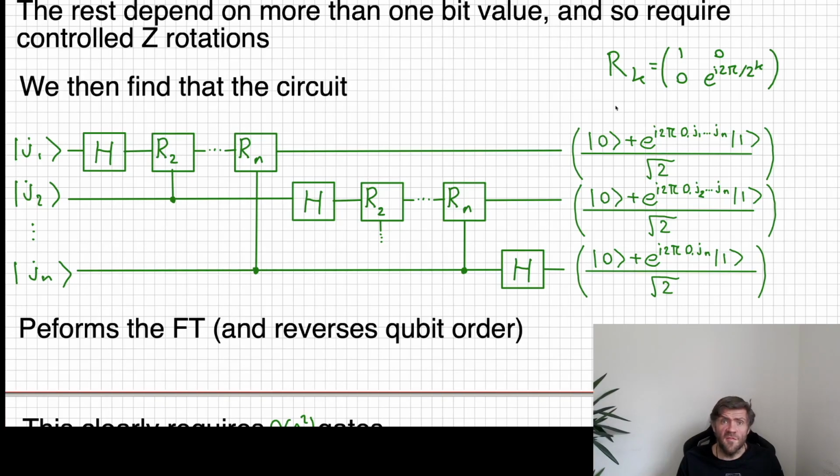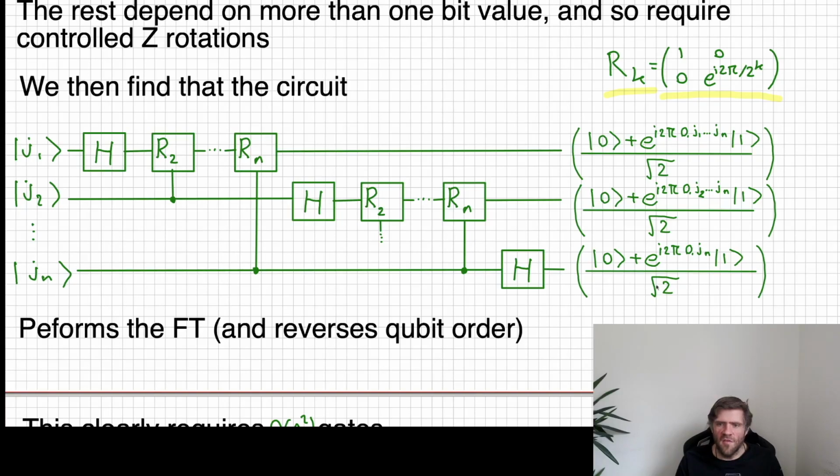The rest depend on more than just one qubit, so we'll require controlled rotations, and these are going to be Z rotations because we're setting up phases. Specifically, we're going to think of our Z rotation as looking like this, and this is going to be our corresponding RK. You can use it as an exercise for yourself to work out what that corresponds to in the kind of Z rotations we've seen so far, so what kind of angle you need in there. And if you get it wrong first time, try dividing by 2.